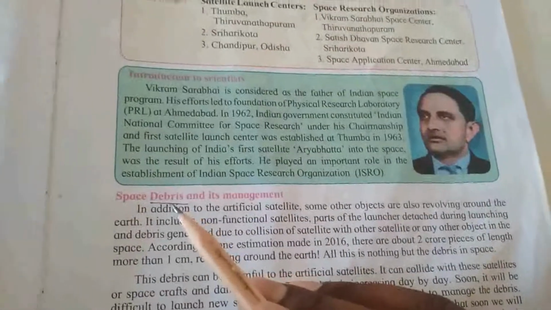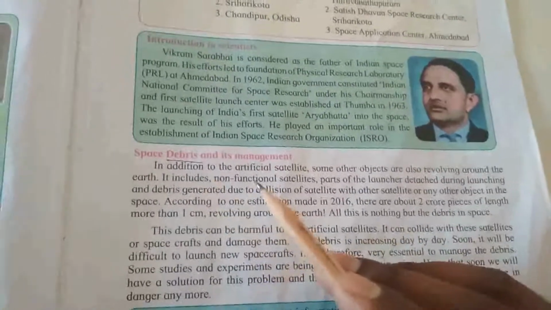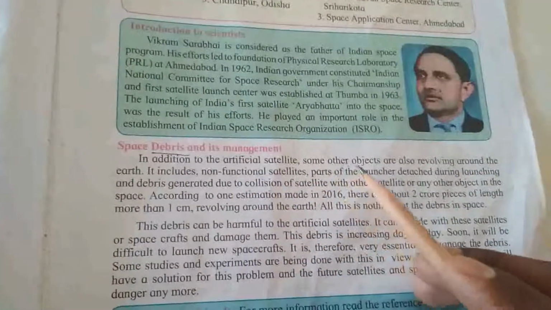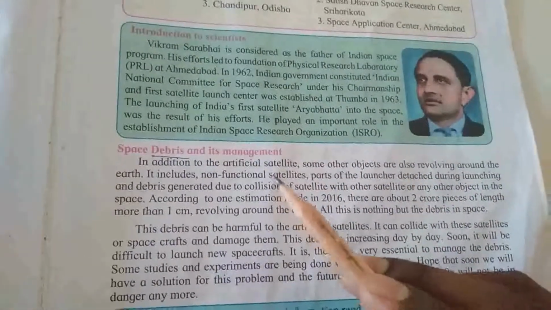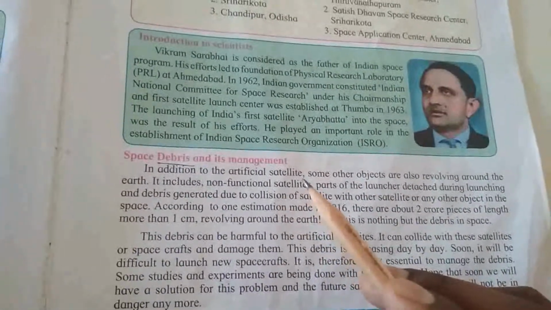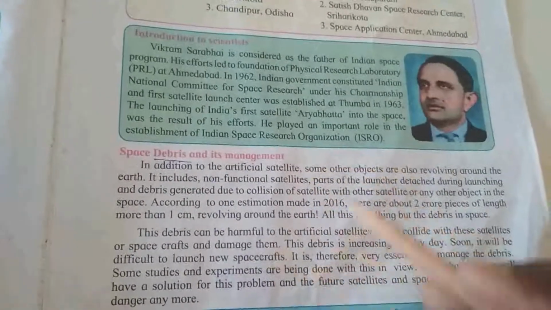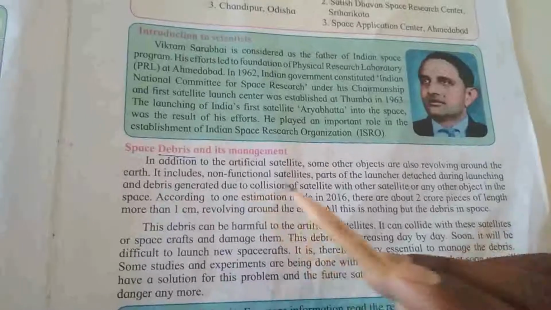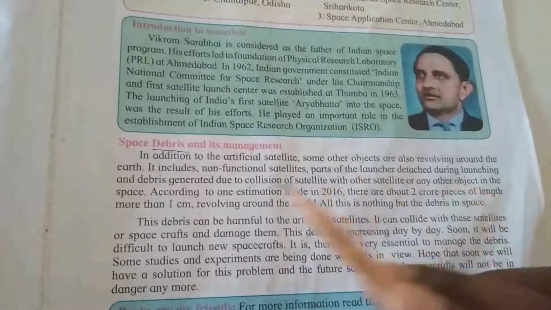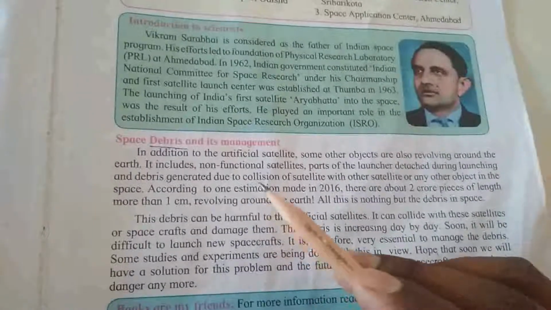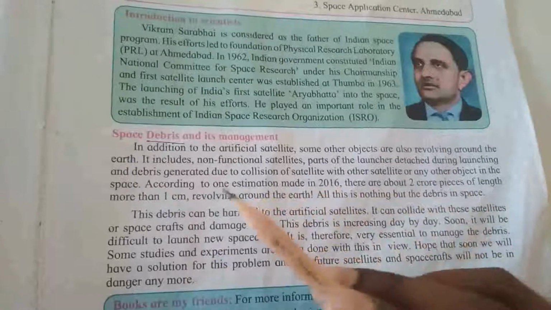Debris means pieces from something that has been destroyed. In addition to artificial satellites, some other objects are also revolving around the Earth. It includes non-functional satellites, parts of the launcher detached during the launching, and debris generated due to the collision of a satellite with another satellite or any other object in space.